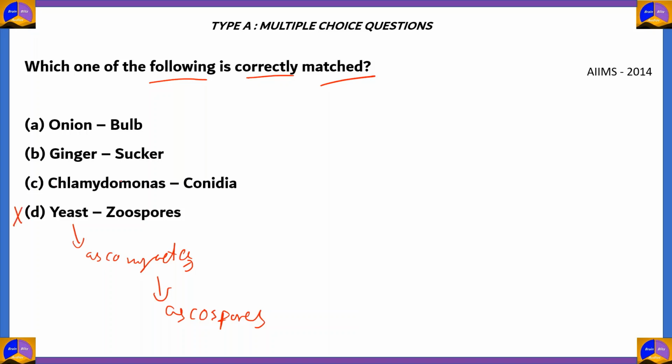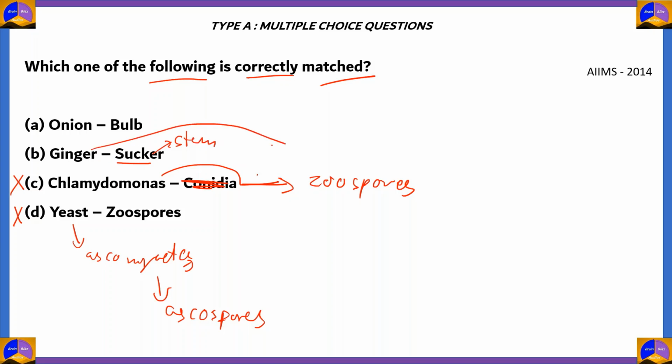What about option C, Chlamydomonas and Conidia? That is also incorrect because Chlamydomonas contains zoospores instead of conidia. So option C is incorrect. What about option B? Ginger equals sucker. Now, sucker is a type of underground stem, but in ginger, it is a rhizome that is present. The part that we eat is the rhizome of the plant. So option B is incorrect.